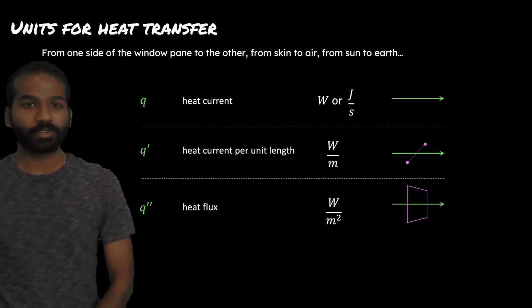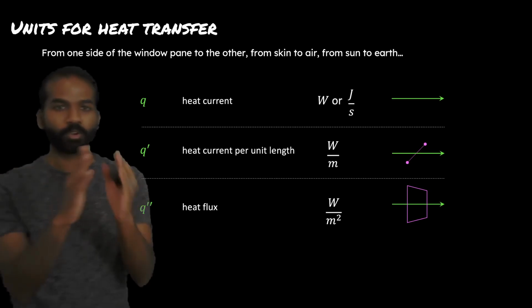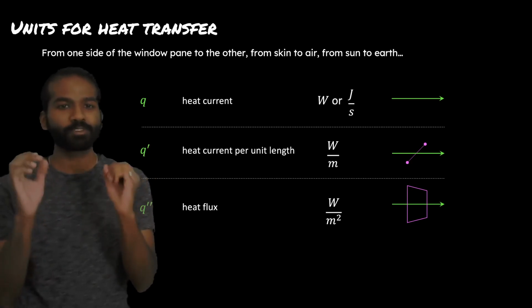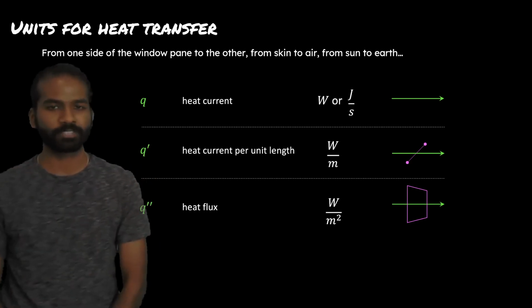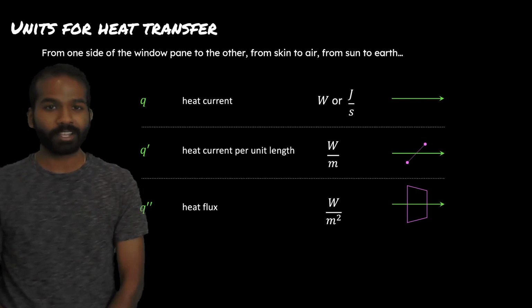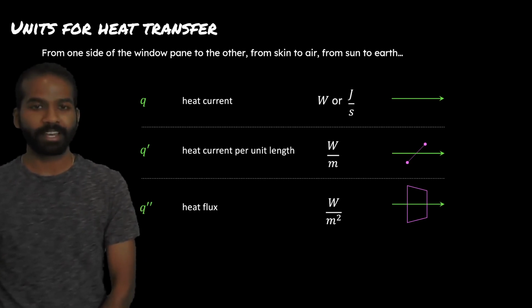This is simply saying that there is a certain amount of heat transfer per unit length. And so this is a different way of normalizing the heat transfer. This particular quantity we won't be using nearly as often as we use the heat current and the heat flux.